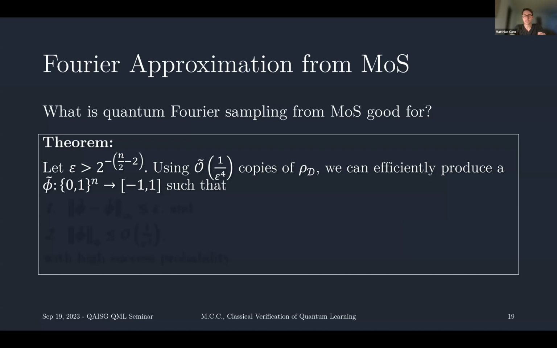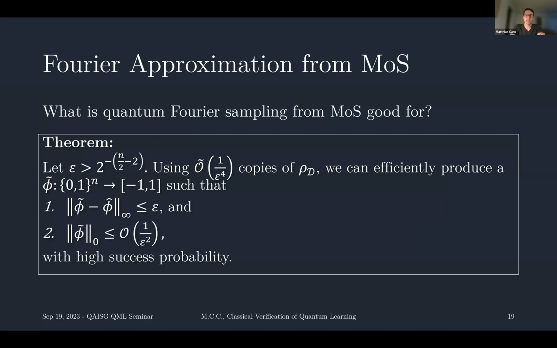So here this phi tilde satisfies on the one hand that it's epsilon close to the true Fourier spectrum in infinity norm. And on the other hand, it actually doesn't have too many non-zero entries. So this zero norm counts the number of non-zero entries, and there are only 1 over epsilon squared many. So it's a relatively succinct description of a good approximation to the unknown Fourier spectrum. And here, this assumption on epsilon, I'm just going to make this basically for the next few results without writing it. I would argue it's a reasonable assumption. If you're a computer scientist, you typically care about inverse polynomially small accuracies, and then you will have this property.